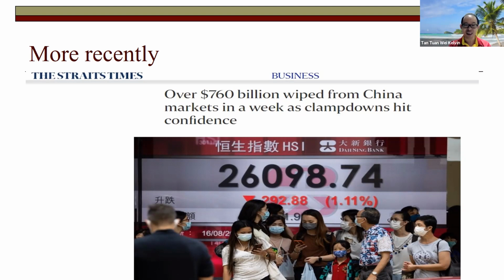You can see in the news, right? 760 billion wiped out. So even if you keep your job, even if your income remains the same, you will feel poor. And when you feel poor, you will tend to consume less, and hence the aggregate demand will shift to the left.